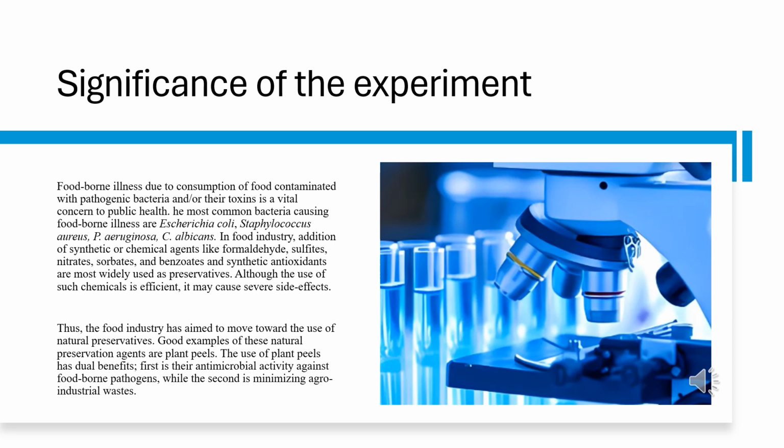To eradicate the use of harmful chemical and artificial preservatives, we are here with a new term of natural preservatives. So we are using natural peels of pomegranate and orange as preservatives for our food, and we are detecting the antimicrobial activities of these fruit peels to eradicate these organisms.